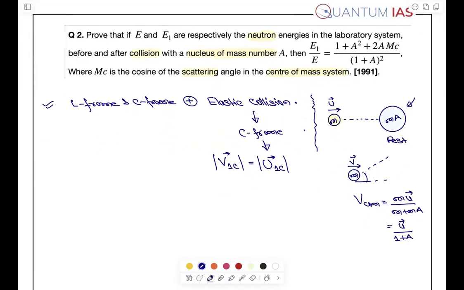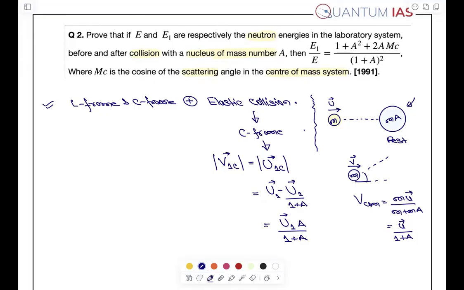Now if you put it here, what will the magnitude be? You can understand that it will be nothing but u minus u upon 1 plus A. So it will be simply uA upon 1 plus A. You should understand that we are talking about this particle only. So this is possible only for the elastic collision in the center of mass frame. If you are watching from the center of mass frame, we can write this.